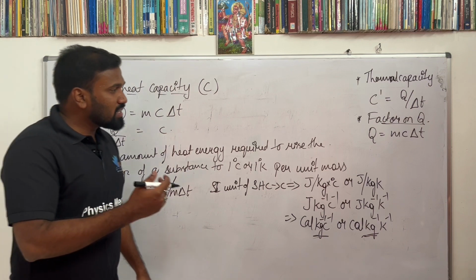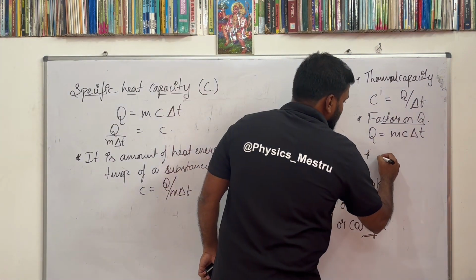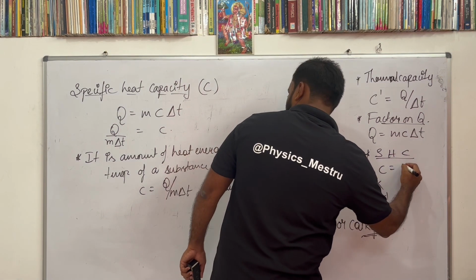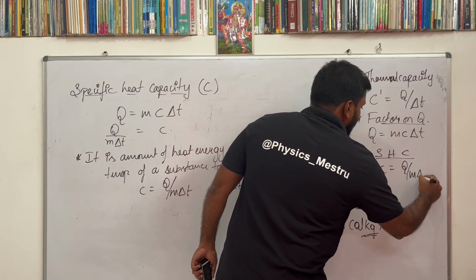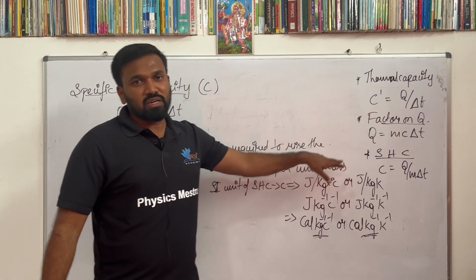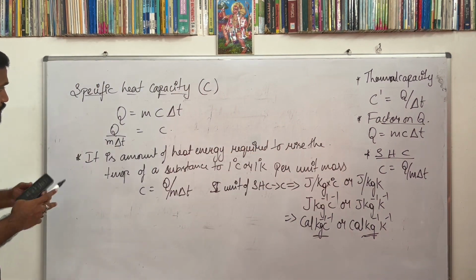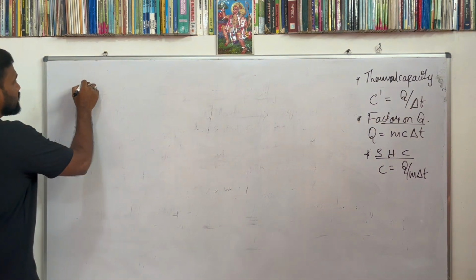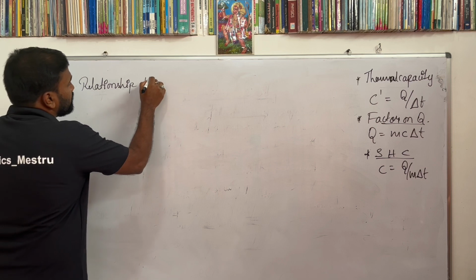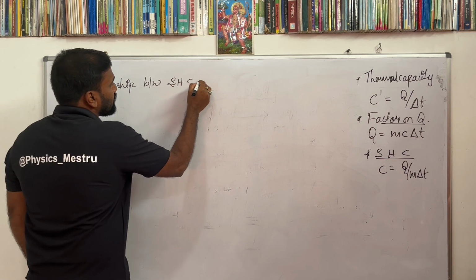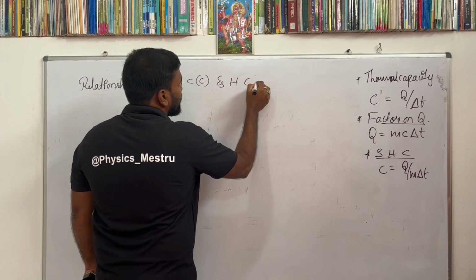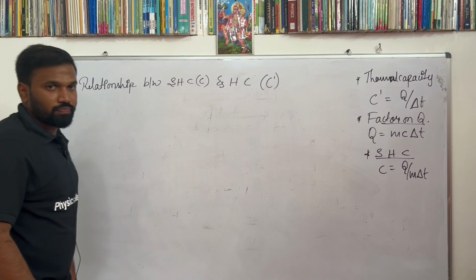Now there is a relationship. I will write here specific heat capacity: C is equal to Q divided by M into delta T. Now let us combine this. The next concept is the relationship between thermal capacity and specific heat capacity. I will write: relationship between specific heat capacity, small letter c, and heat capacity, capital letter C dash.